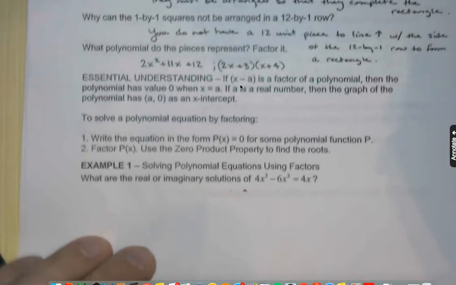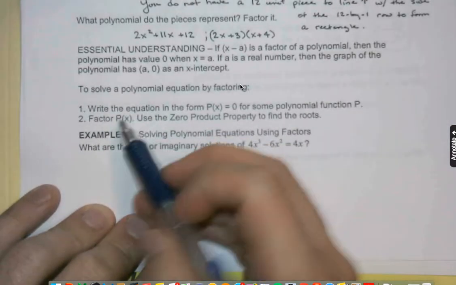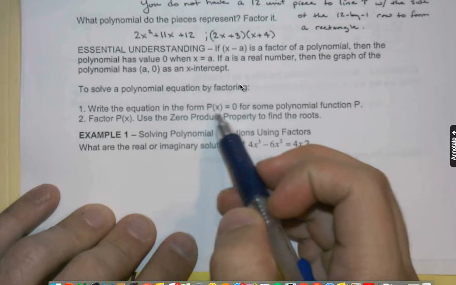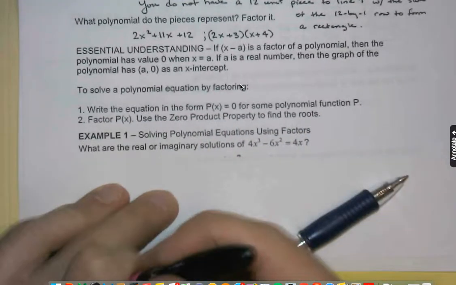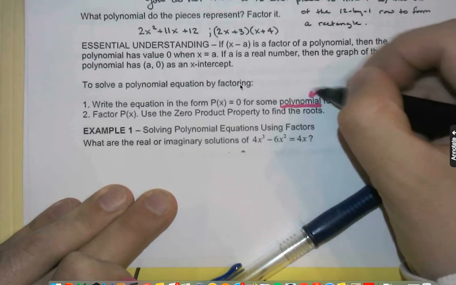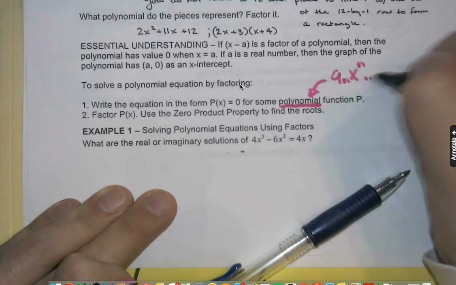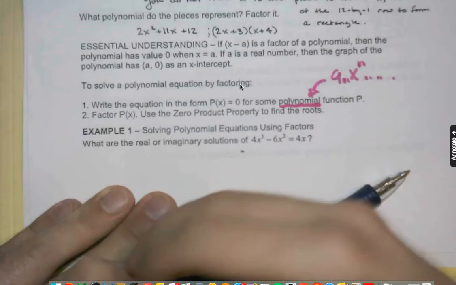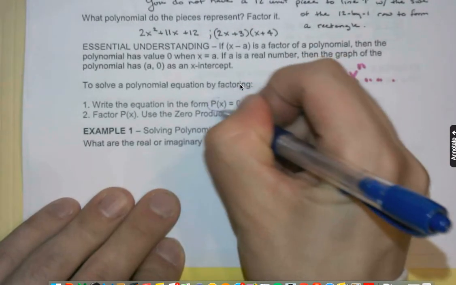Now with polynomials, sometimes this will be a little bit more unpredictable as far as what we're trying to do. But if you're a fan of steps, we're going to follow these here. We're going to write the equation in the form p of x equals 0 for some polynomial function p. So again, a little bit of vocab here with polynomial. This just means an expression with lots of terms. We learned about this earlier, where there's some leading term that dictates end behavior. But the key thing is that the polynomial is set equal to 0.